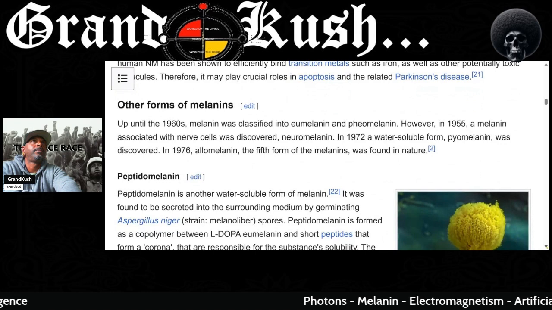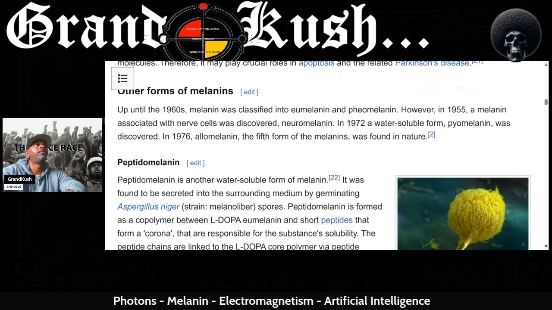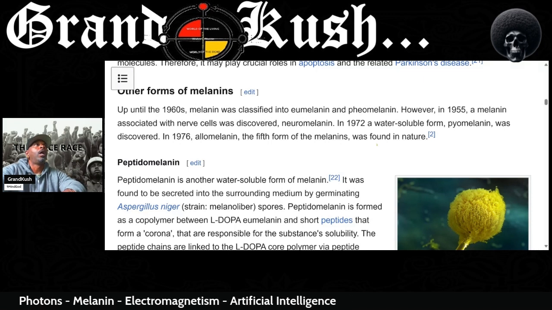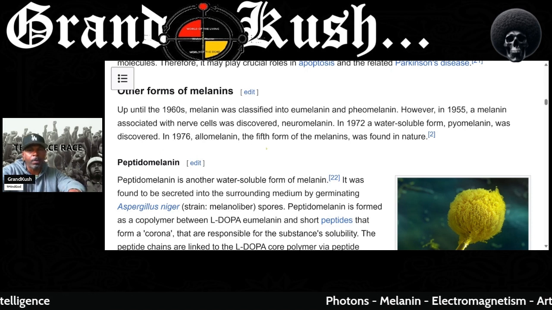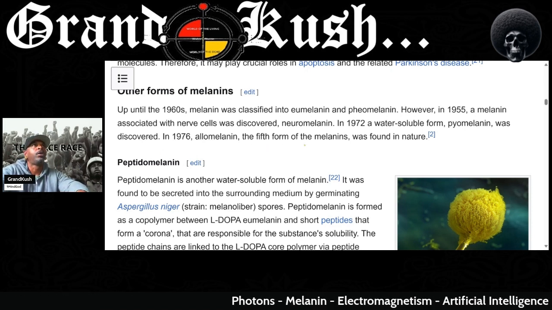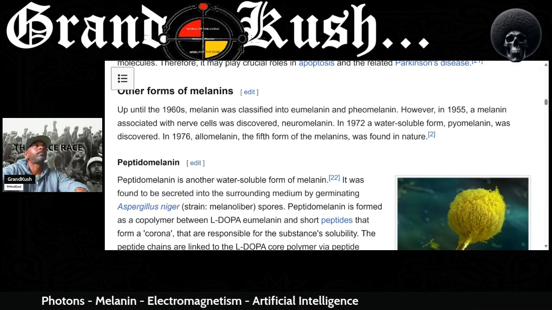The 1960s is when they classified it. 1955, okay. Melanin associated with nerve cells was discovered. Neuromelanin.